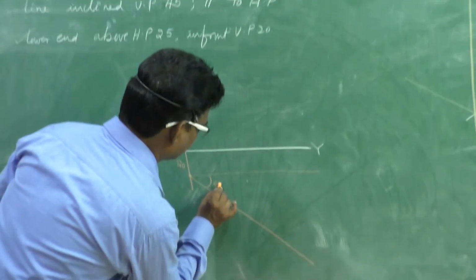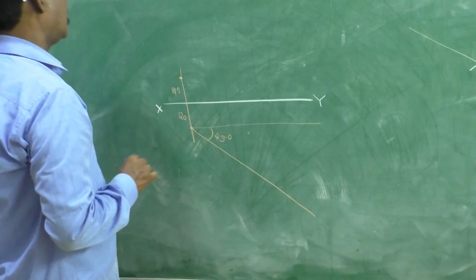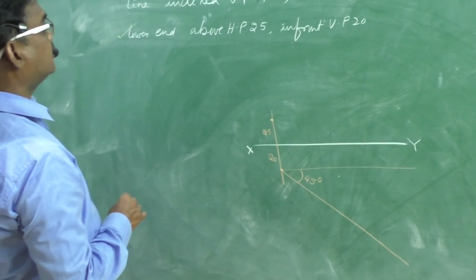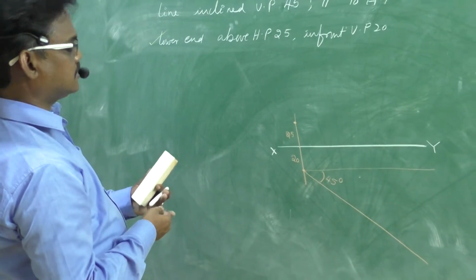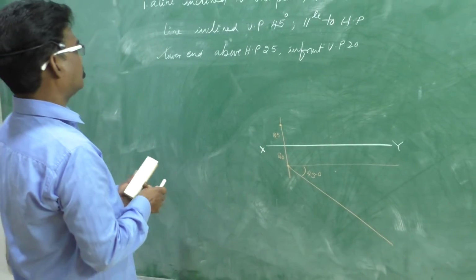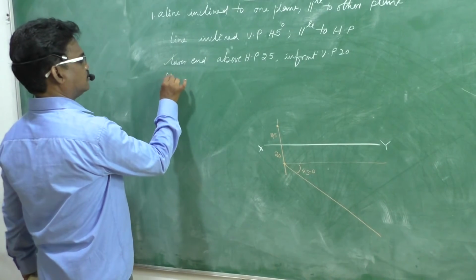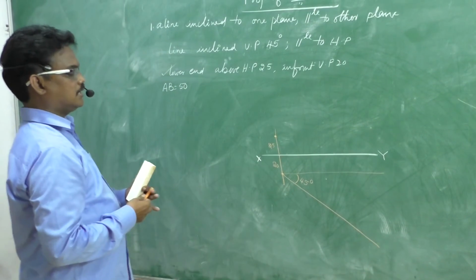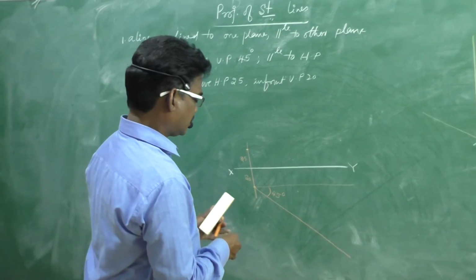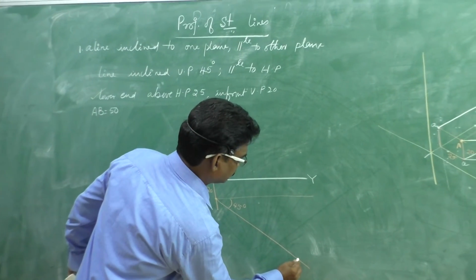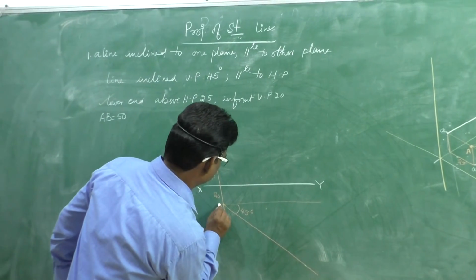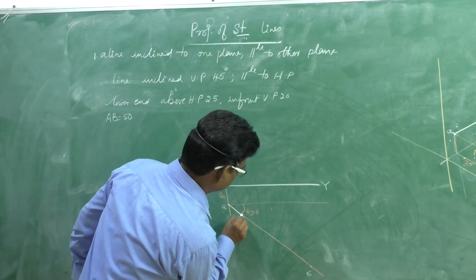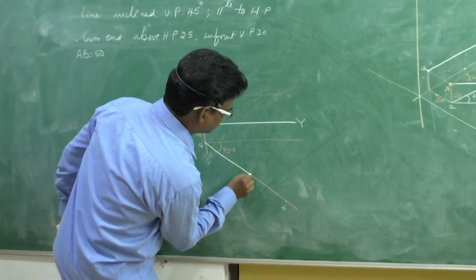This one is 45 degrees. Right. And the true length, the line is inclined, let us consider the line length to be 50 mm. The line length AB, let it be 50 mm. Okay, and that line length, we need to mark 50 mm here, and this is the top view.